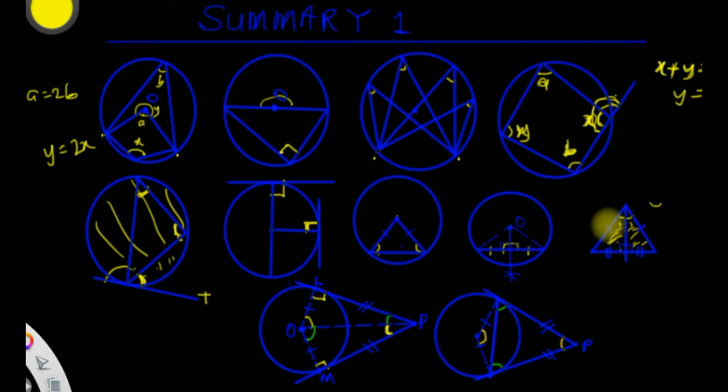Since this side is equal to this side, therefore the base angles are also equal. And this line of symmetry will also make an angle of 90 degrees with the base of the triangle. So this length will also be equal to this length.